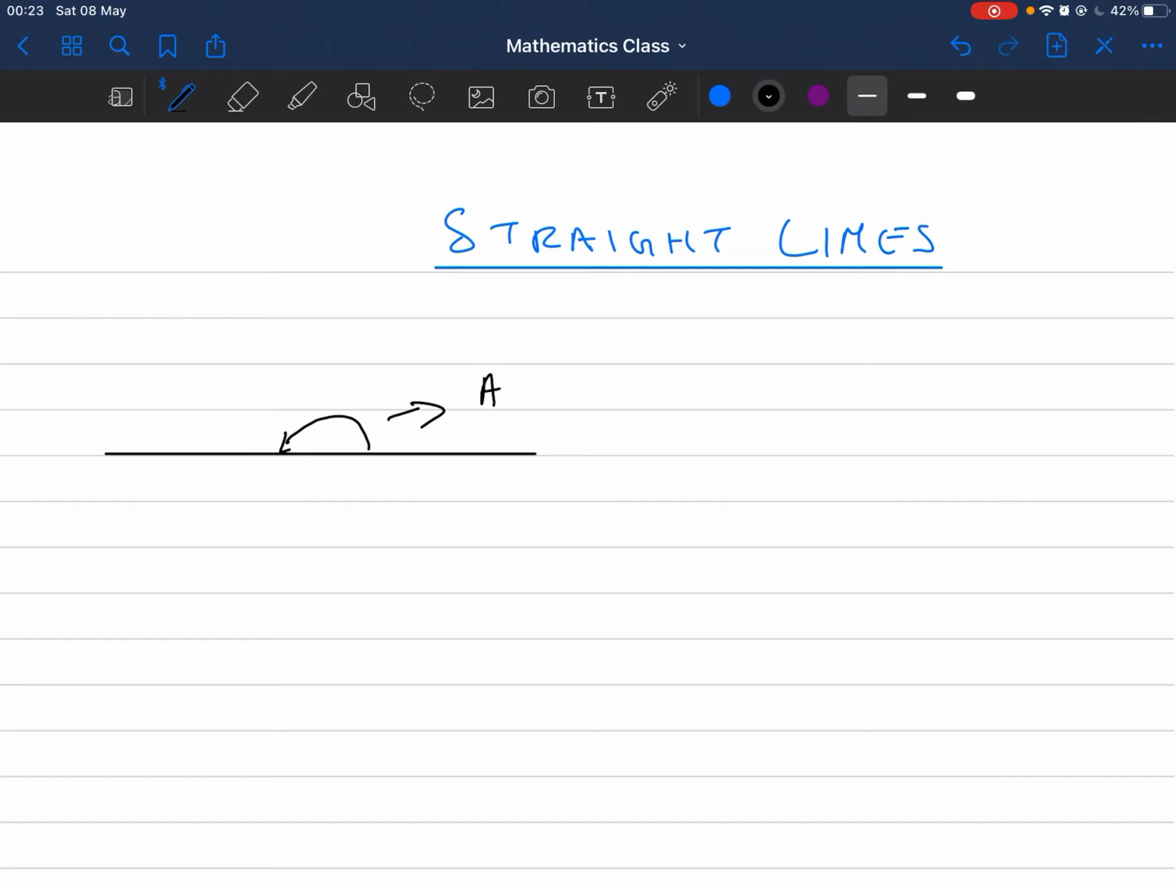So this adjacent angle is a supplementary angle. What does it mean? It means that this angle rotates about 180 degrees. That's what it means. Okay, so meaning this angle basically is 180 degrees.